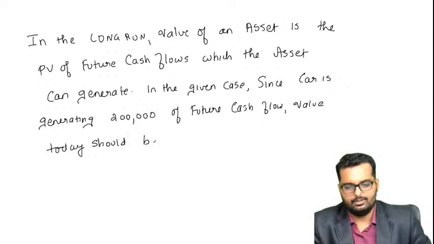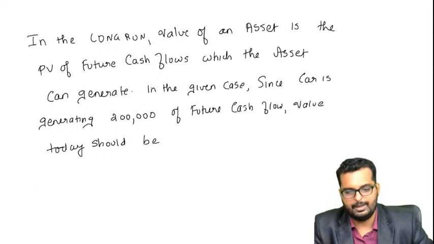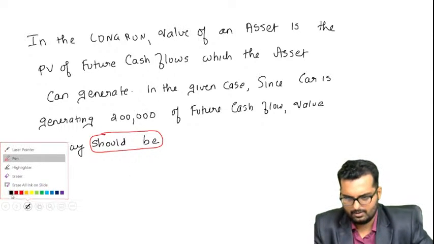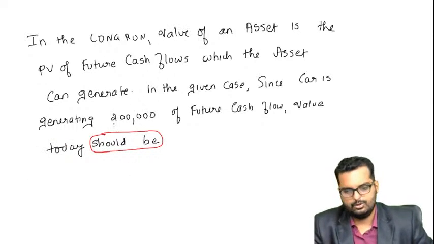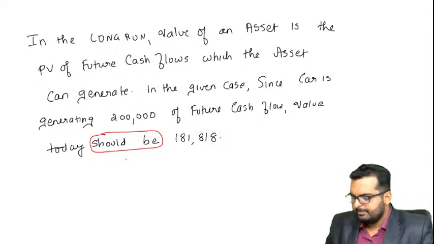should be, you have to underline this word should be. Actual value might change, that is where we make a profit. Value should be how much? 1,81,818. Can you write down till here in your books now?